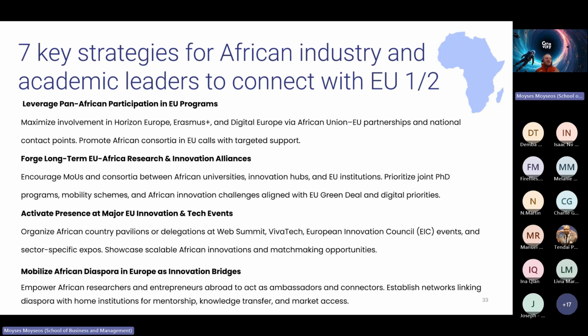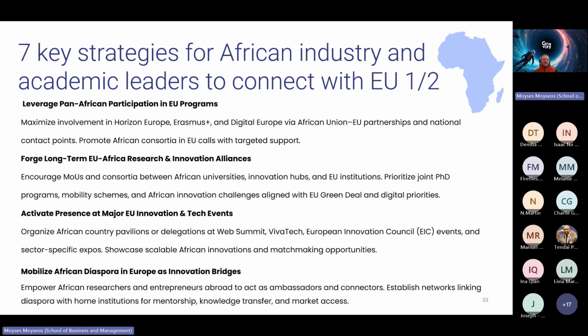Also to forge long-term EU-Africa research and innovation alliances. That is something that I consider a key strategy to enter the EU, especially with EU innovation hubs and institutions. There is this opportunity to prioritize joint PhD programs, mobility schemes, African innovation challenges aligned with the EU Green Deal. It's an amazing opportunity.